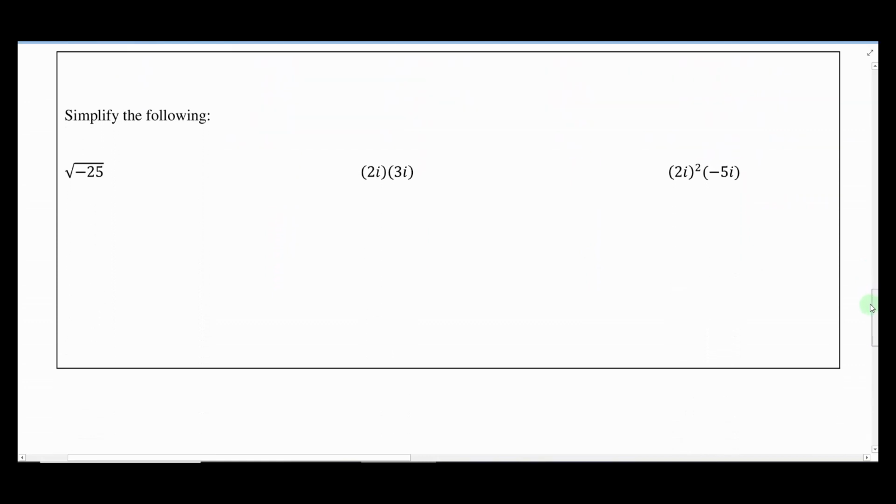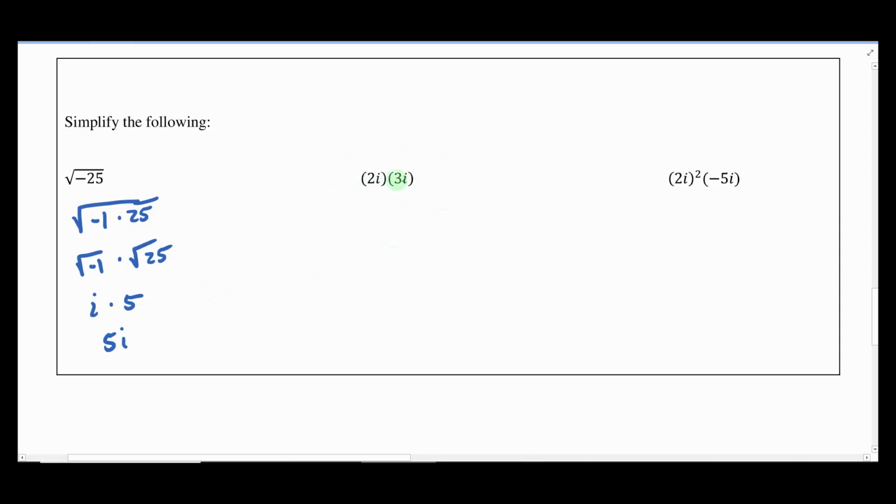Let's take a look at some expressions that we might run into where we can simplify a little bit. Okay, so here we have the square root of negative 25. So we're going to take that first principle, where we separate the negative 1 from the 25. So I'm going to rewrite this as negative 1 times 25. And then I can say the square root of negative 1 times the square root of 25. And we know the square root of negative 1 is i, and the square root of 25 is 5, and then i times 5 is 5i. So we can simplify this to 5i.